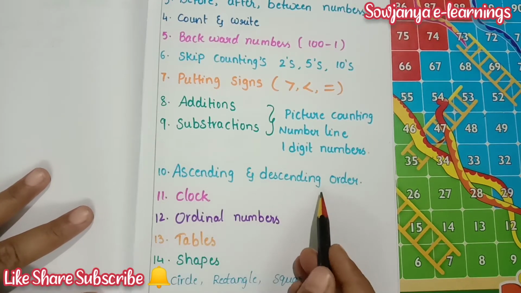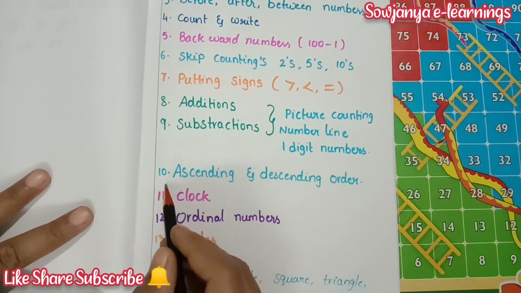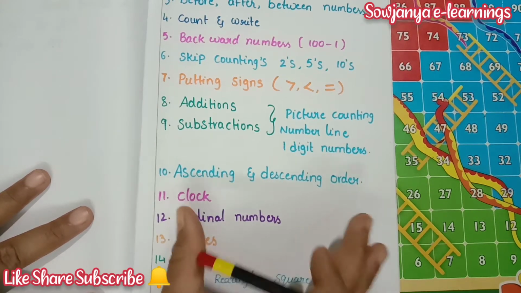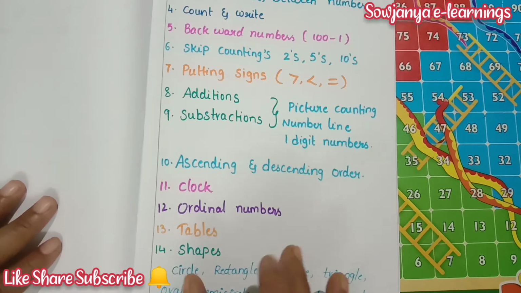Next, ascending order and descending order. Ascending order means what, descending order means what, and we have to teach them and we have to give some exercises to kids to do.